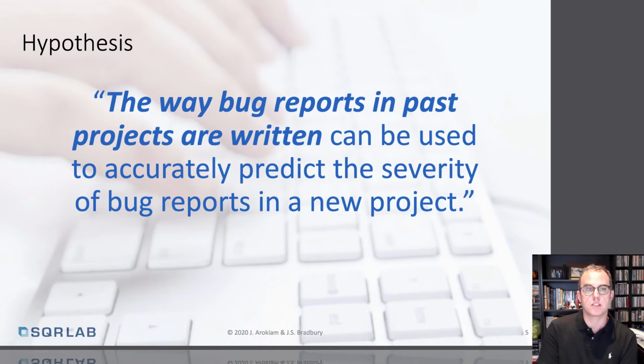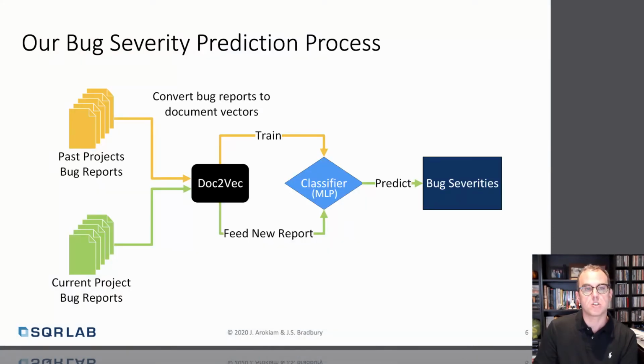We have developed a supervised learning approach that differs from previous work by using features of past projects instead of building a classifier by relying on the presence or absence of keywords in the current project's bug reports. In our approach, when a new project is initiated, the classifier is already trained and can predict bug severities immediately.